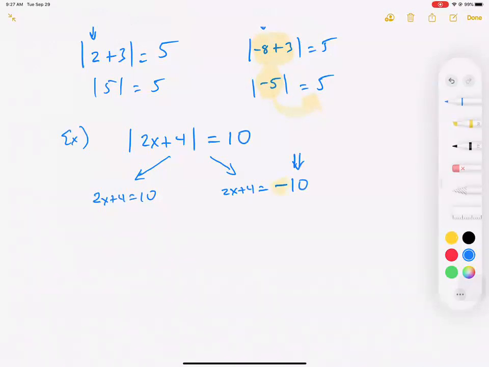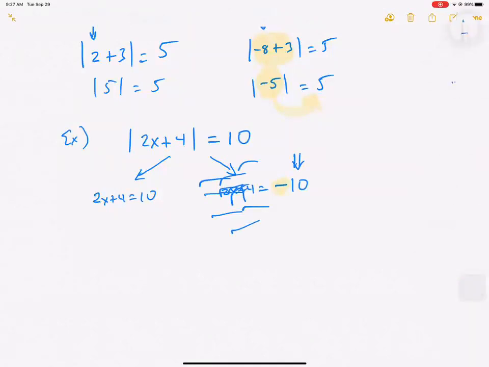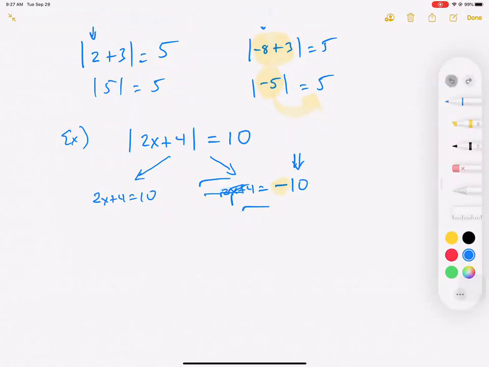A lot of kids will start drawing negative signs everywhere. Nope. Keep it clean, keep it simple. The negative sign always goes to the other side of the equal sign, the easy side. We want a plus version and a minus version of 10.